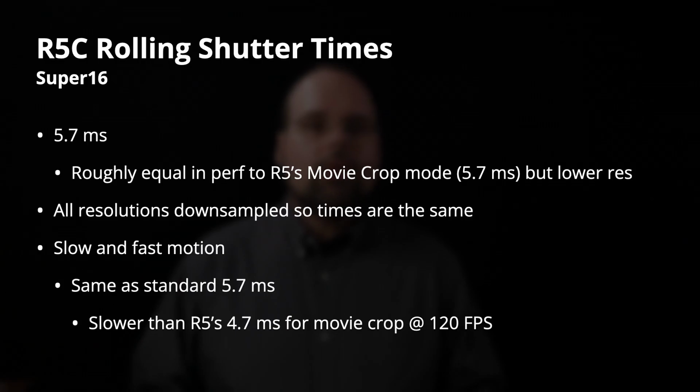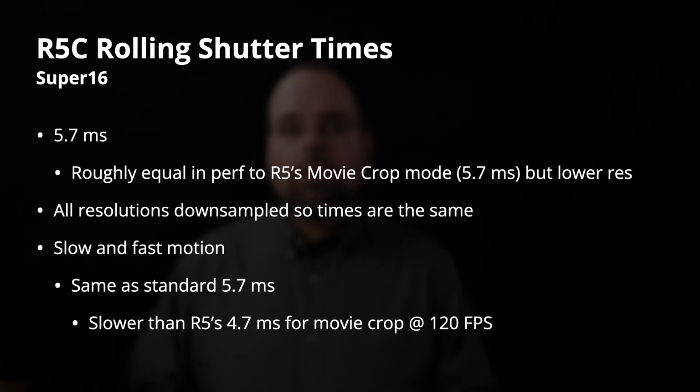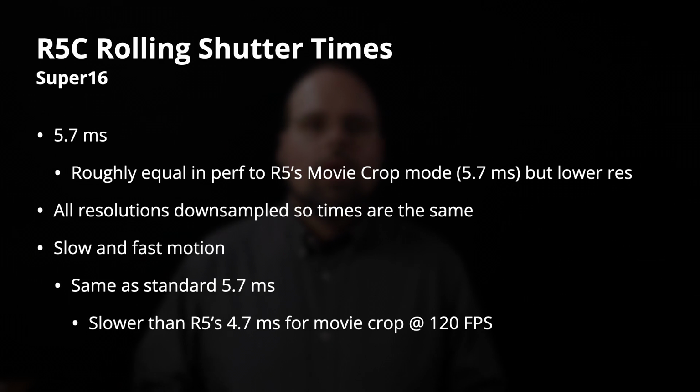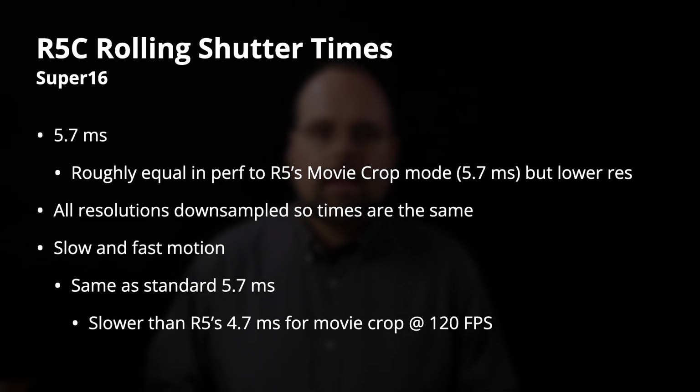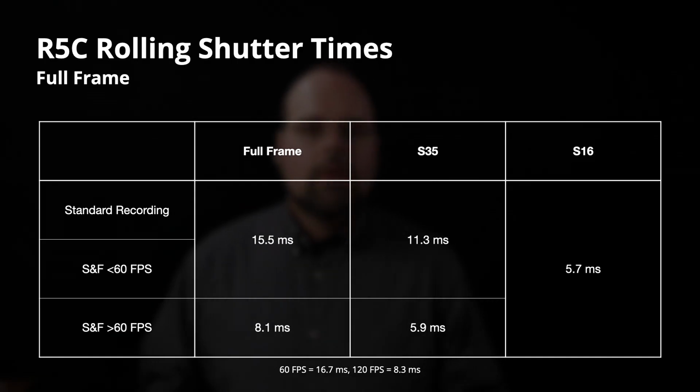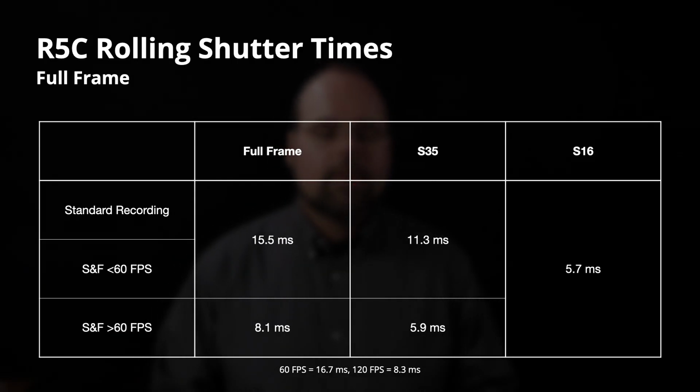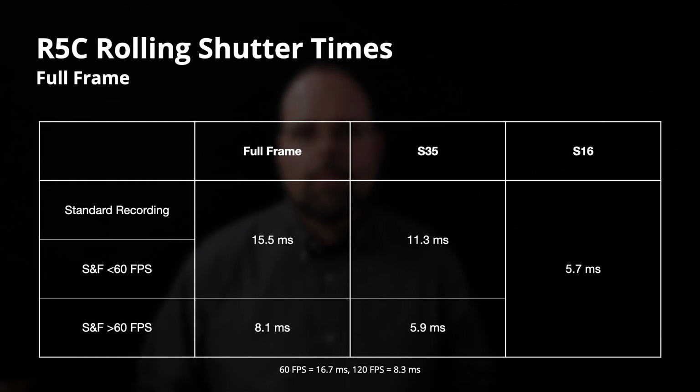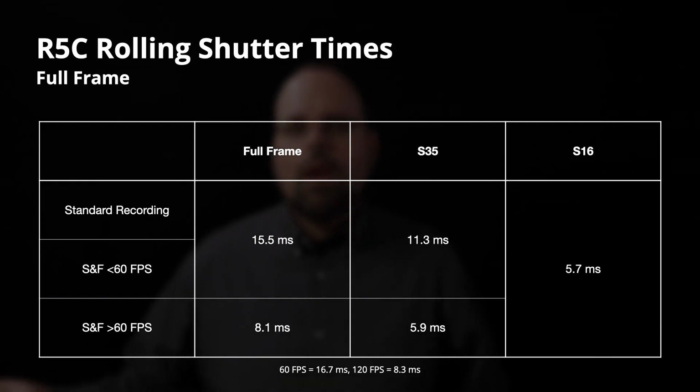Now, dropping down to Super 16, the smallest crop factor on the camera, the rolling shutter time I found was about 5.7 milliseconds. And unlike the other two crop modes, all of the slow and fast motion settings use the exact same numbers. So it's 5.7 milliseconds in normal recording, it's 5.7 milliseconds for slow and fast motion, across the board from its slowest setting all the way up to 120 frames per second.